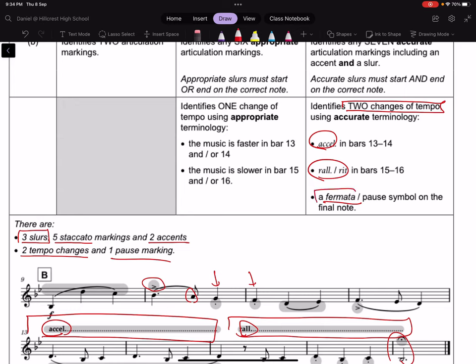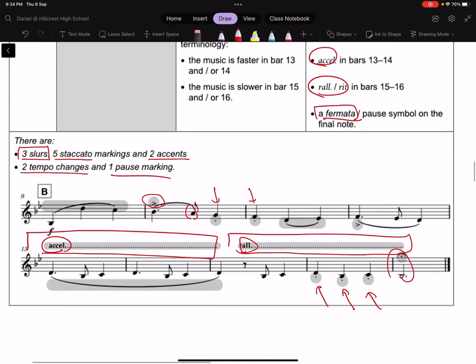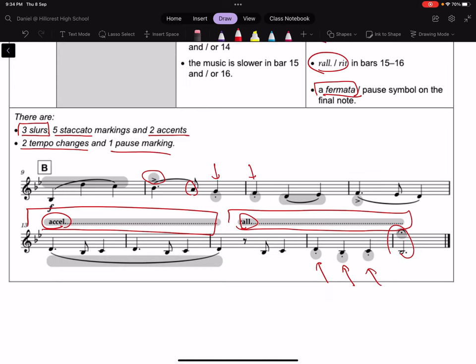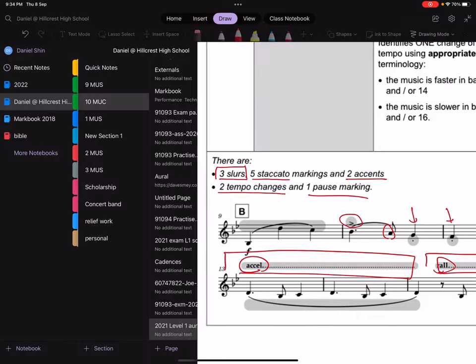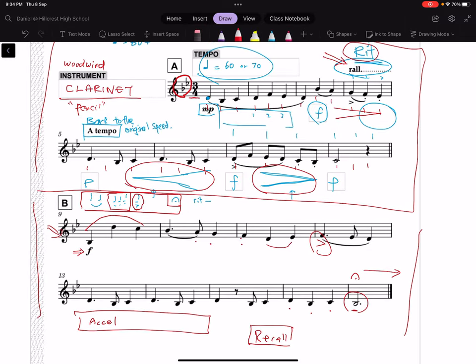Actually, is there a change of tempo? I guess that's what it is. Oh, and the pause mark. Okay, so if I just go back and compare. Oh, okay, so I got three. That's questionable, but I think I am right.